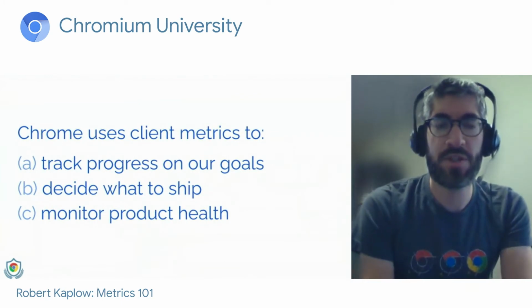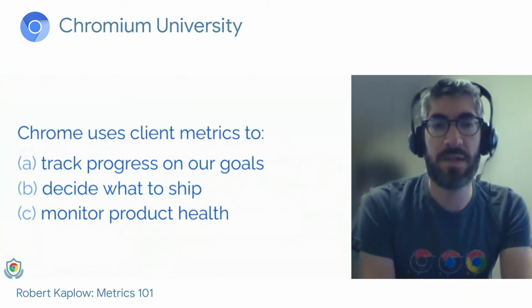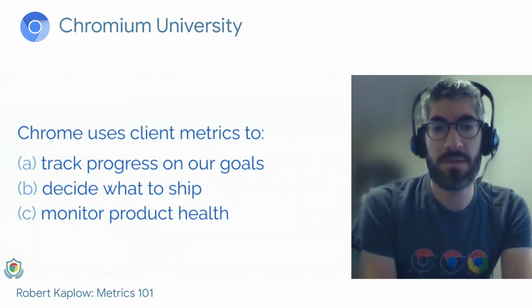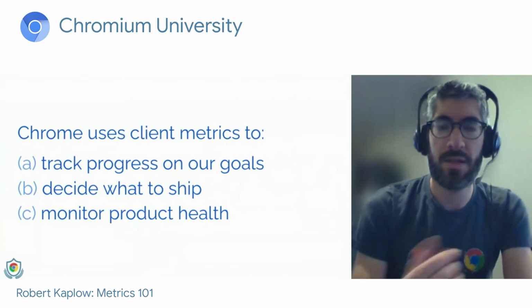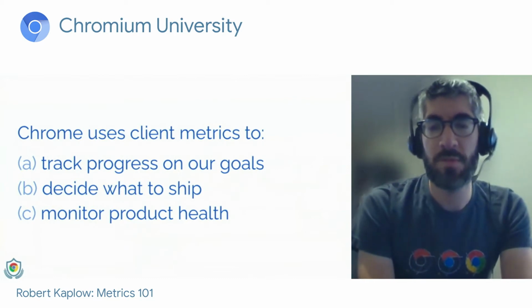Just in very general terms, how do we use client metrics? First, we use it to track progress of our goals. Are we growing usage overall and users? Are the features that we're building as part of the software being adopted?